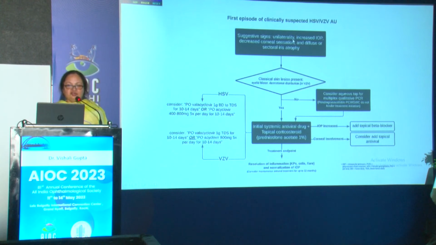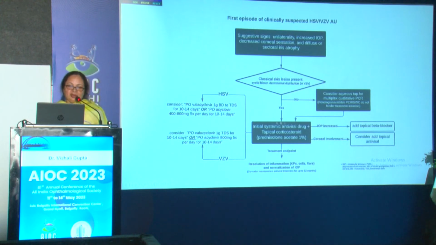Now, suppose the patient has this but doesn't have a classical skin lesion, then you consider the aqueous tap for multiplex PCR. If the tap is positive, straight away you will start with the treatment, and of course, if IOP is increased, you will add anti-glaucoma. If there is corneal involvement, consider adding topical antiviral.